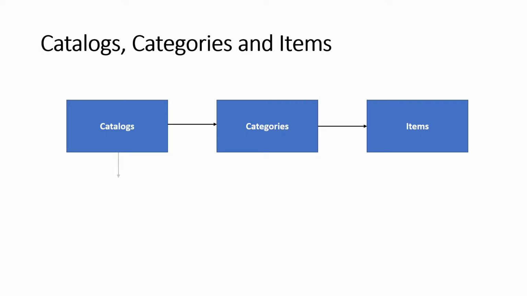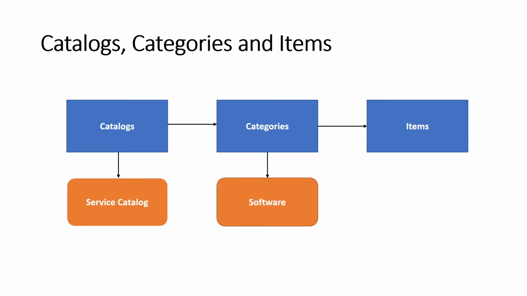Let me give you an example. Suppose there is a catalog called service catalog, okay? And then under categories we have software. One of the categories we have is software, and under software we have Adobe Acrobat Pro. So it works like that. Service catalog is an example of a catalog. We have software under categories, okay? And then we have Adobe Acrobat Pro under the catalog items. I hope this clears up how catalog, categories, and items are connected with each other, right? Okay, so let's move on.